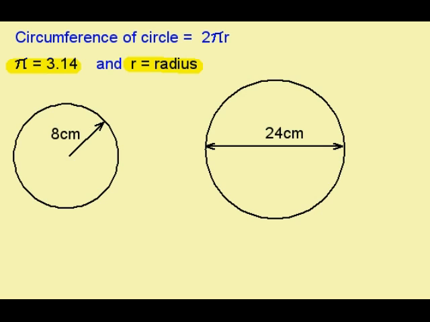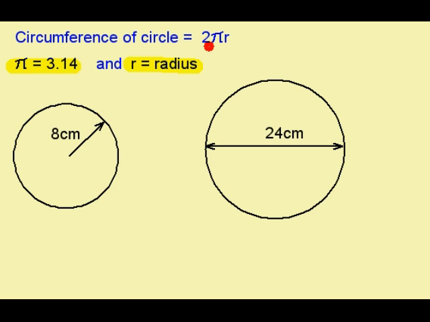In these questions, we need to find the circumference of the circles. Circumference just means the distance all the way around the outside of the circle. The formula for the circumference of a circle is 2 pi r. You won't be given this formula on an exam, so you need to memorise it.